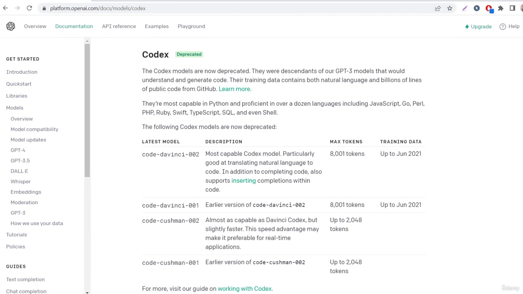OpenAI has transitioned to newer models like GPT 3.5, which offer enhanced capabilities in natural language understanding and code generation. By the way, during this course we are going to write applications for ChatGPT with ChatGPT, and I am going to show you how code generation works, and we will evaluate together whether we can rely on it and whether it can be useful.